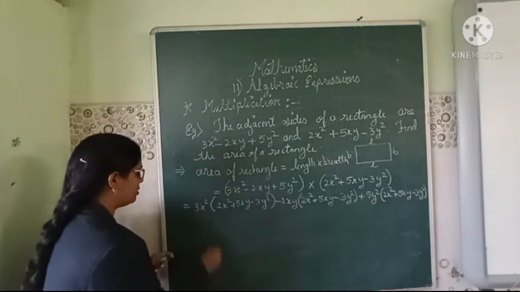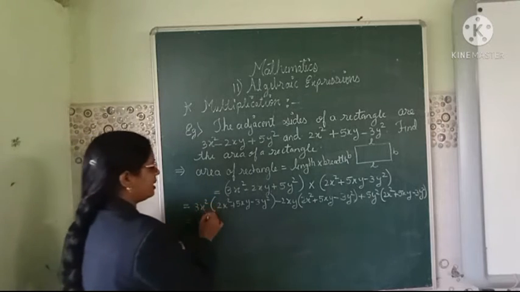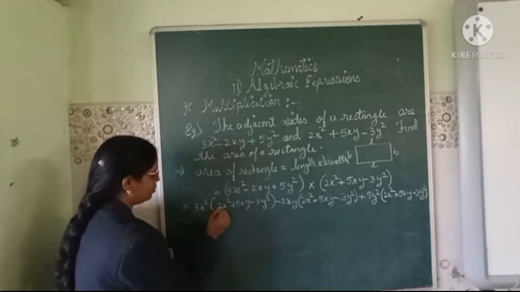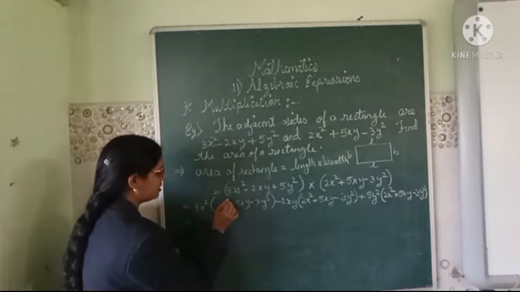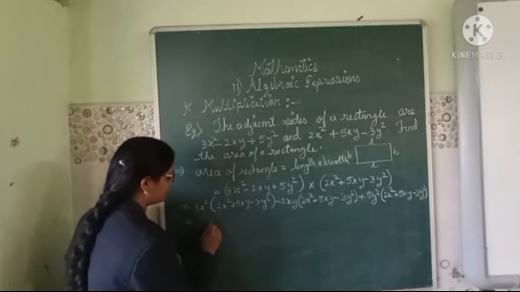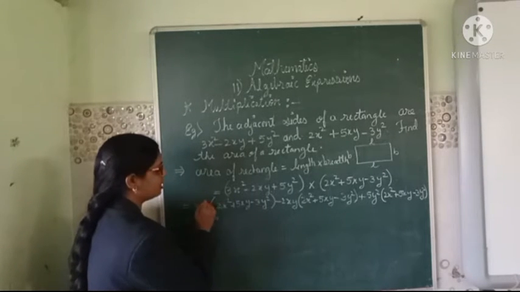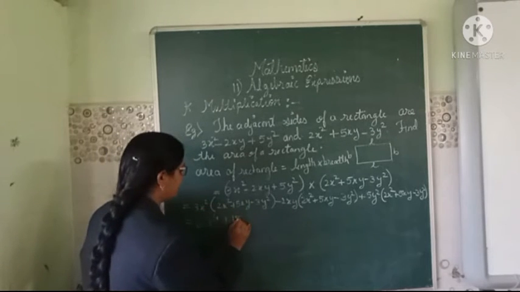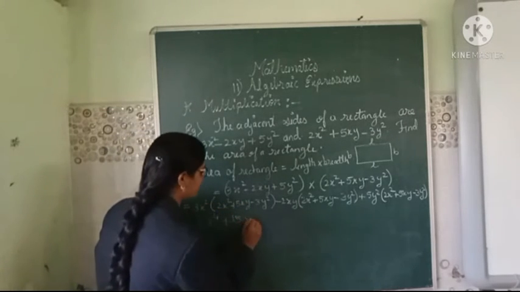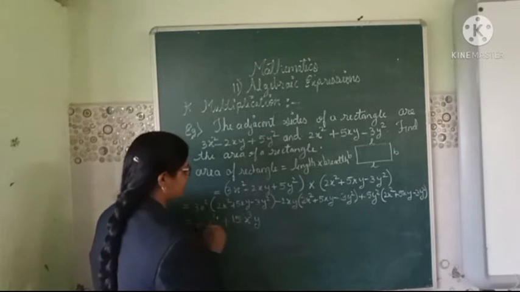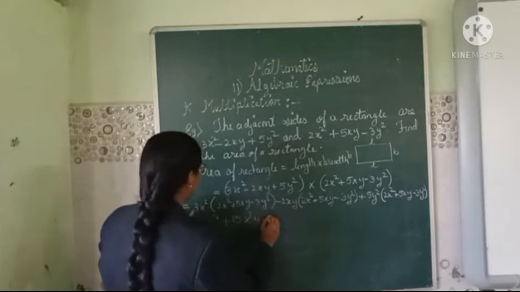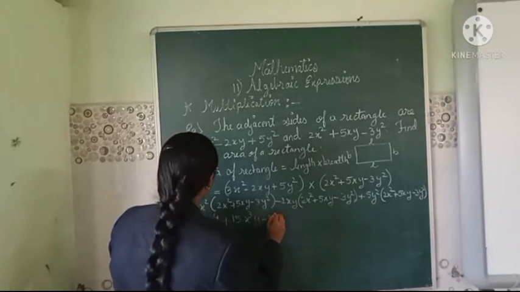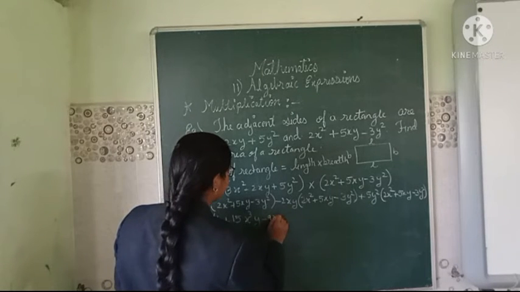Now start multiplying. So 3x square multiplied by 2x square: 3 twos are 6, x square and x square will be x raised to 4. Do the addition of these powers. Plus 3 fives are 15. x multiplied by x square will be x cube and y will be as it is. Then negative 3 multiplied by 3 is 9, x square y square.